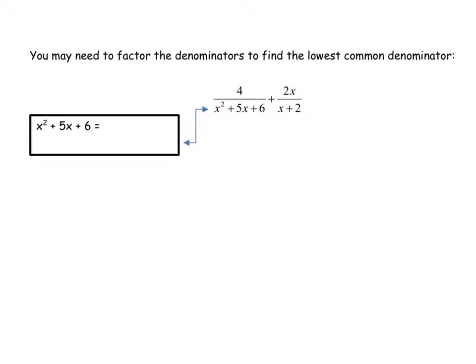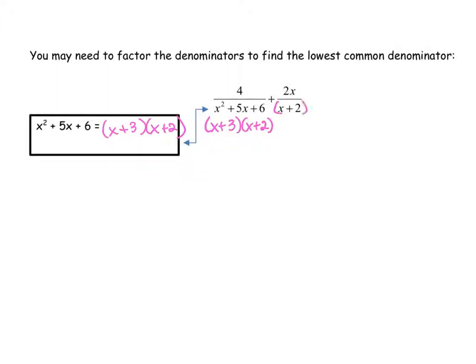All right, so sometimes when we're looking at more complicated ones, the bottom will have to be factored before we can figure out what its factors are. So x squared plus 5x plus 6, I'm going to factor that out to x plus 3 times x plus 2. Those two, 3 and 2, multiply to give me 6, add together to give me 5. So what that means is I need to multiply 2x over x plus 2. This is the equivalent here.